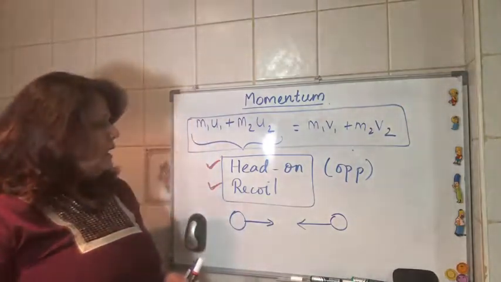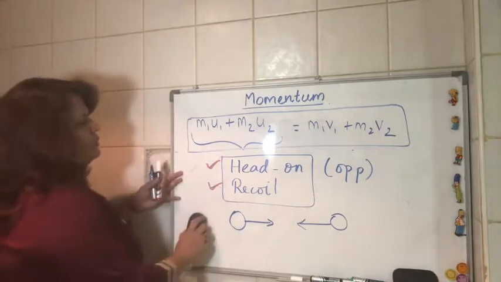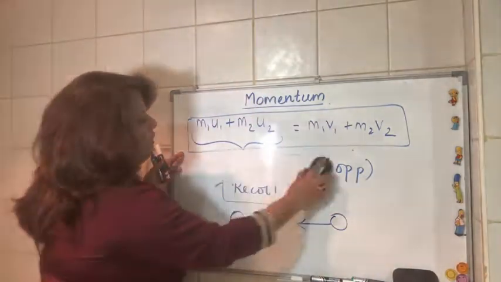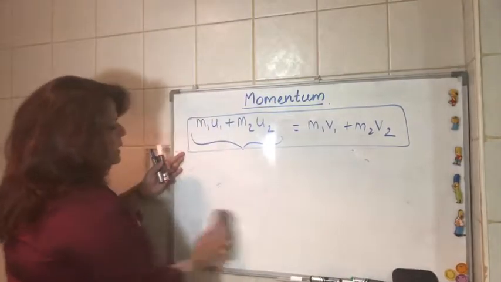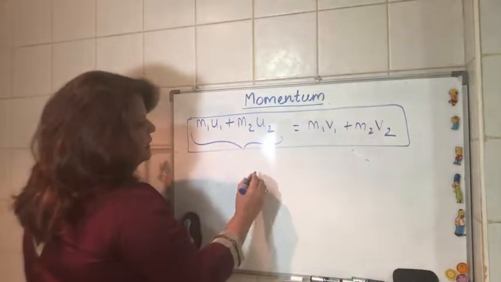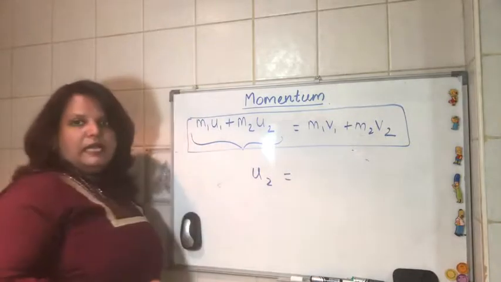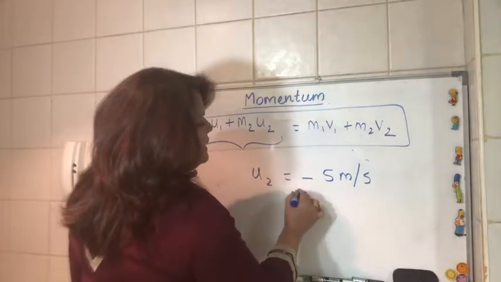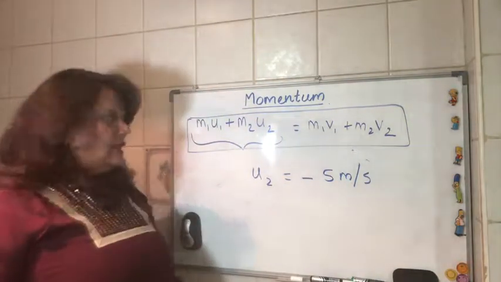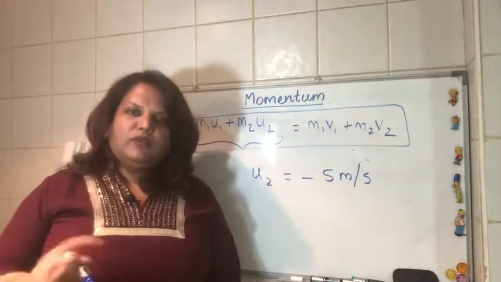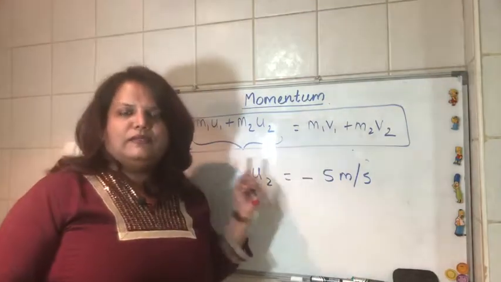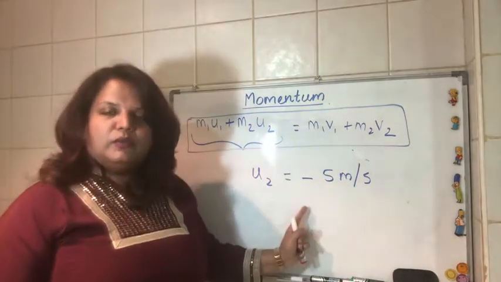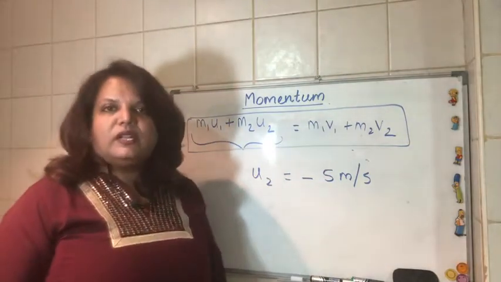Clear? Now, another point to note is, after you have used appropriate signs and substituted, you arrive at a negative value. Say for example, you are trying to find u2 and you end up with a negative answer, say -5 meters per second. What does this negative sign indicate? It indicates that m2 before collision was moving towards the left, because you got a negative answer. If you end up with a positive answer, it indicates that the object is moving to the right.